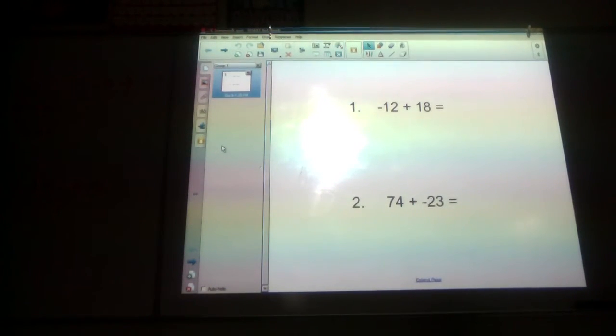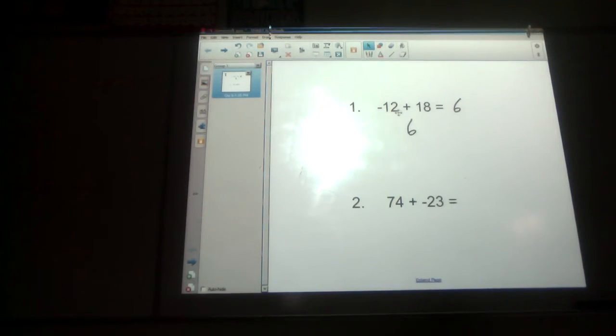Okay? Now, the other way that we talked about doing this problem is when the signs are different and we're adding, we find the difference of the two numbers. So what's the difference between 18 and 12? And difference just means subtraction. So the difference is 6. Then we keep the sign of the number that has the greatest absolute value.